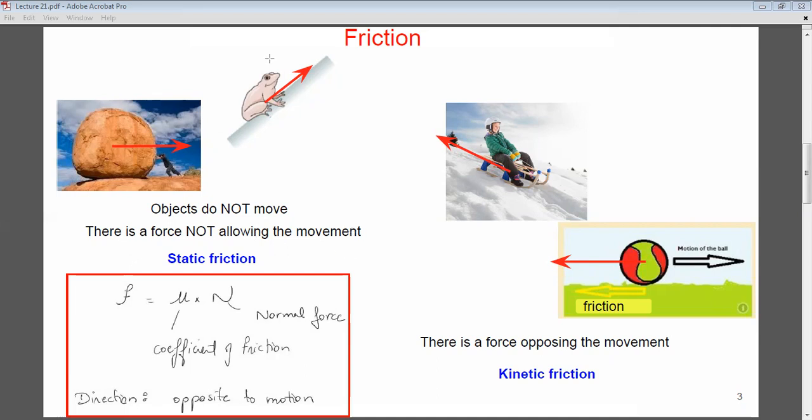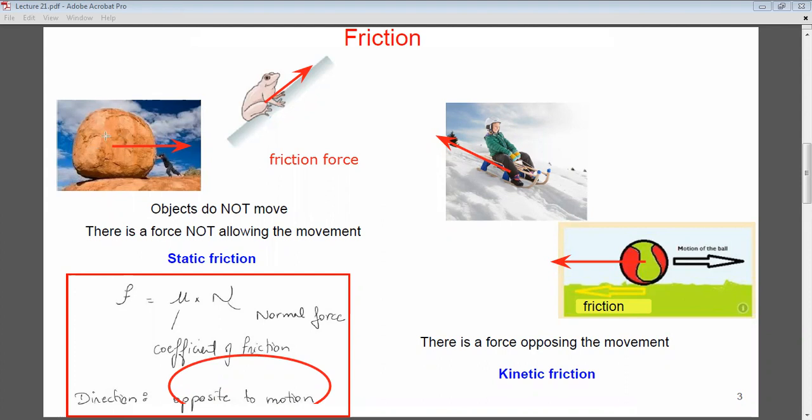And this force is called friction force. Okay, the direction of it is always, it's written down here, the direction of it is opposite to the motion that it is supposed to move. Okay, if it's moving, then it's opposite to motion. So there is a force opposing the movement.